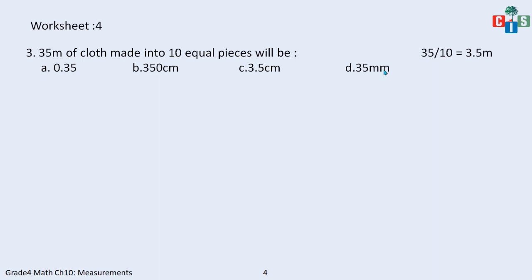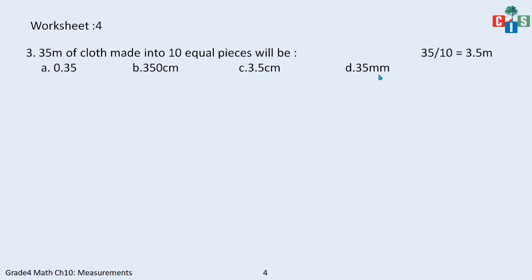3.5 meter, there is no option. So let's now convert this meter. First of all, this is a meter unit, it's 0.35 meter. So this is not my right option. Now meter, if I convert it into centimeter, I have to multiply it by 100. So 3.5 multiplied by 100 will give me 350 centimeter. Yes, so this is my right option. So 350 centimeter is the right option, so 3.5 cannot be the right option.